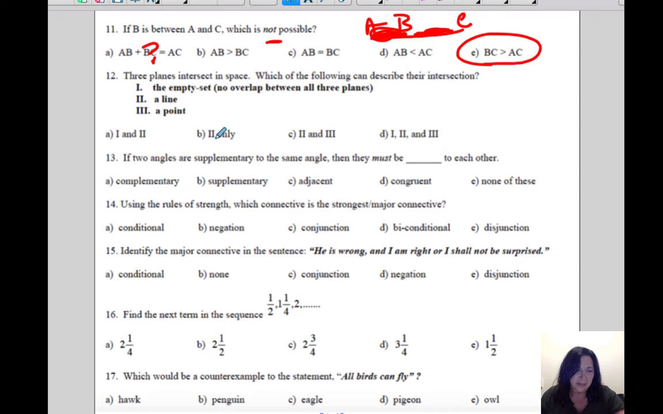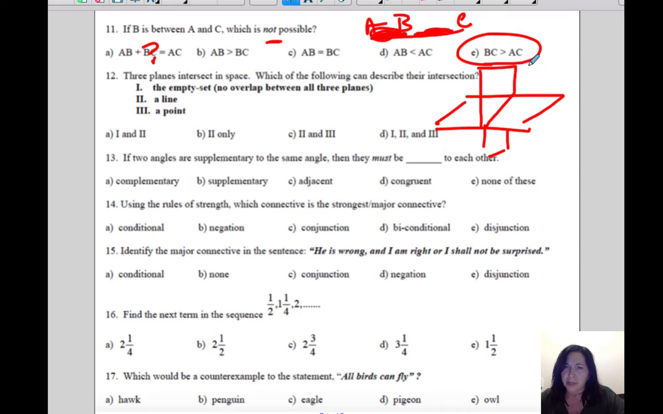Number 12 says 3 planes intersect in space, all right? Which of the following can describe their intersection? So basically when 3 planes intersect, their intersection can either be a line or a point, okay? So basically you could have something like this, right? And you have this happening like that, okay? And then maybe you have another plane over here that looks something like this, right? And it goes out this way, okay? That's 3 planes, they intersect in that line. Okay, probably not the best artist here, but try to understand that.